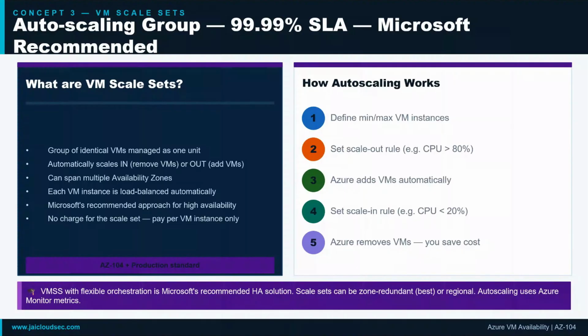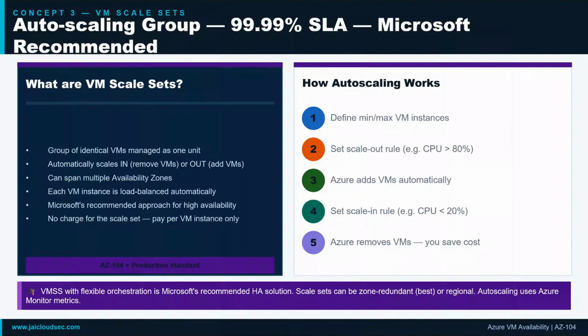Here is the key capability that makes scale sets different: autoscaling. You define a minimum and maximum number of VMs. You set a scale out rule. For example, if CPU usage exceeds 80% for 5 minutes, add 1 VM. You set a scale in rule. If CPU drops below 20%, remove 1 VM. Azure monitors, decides, and acts automatically. You pay only for the VMs that are actually running.